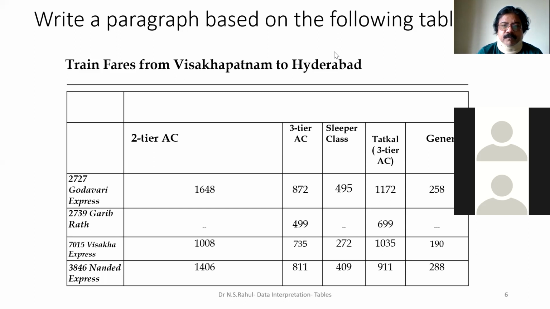And coming to the comparison point, if we compare, the Godavari Express has the highest rates for every type of seat, except general. In Garib Rath Express, we can observe that we only have two types of seats, three-tier AC and Tatkal.